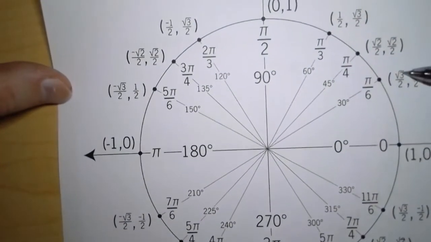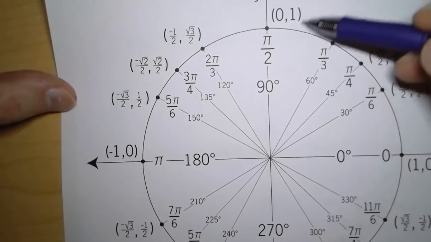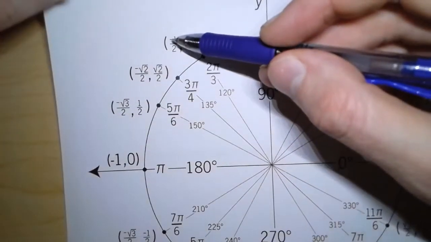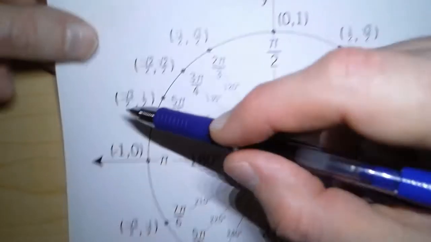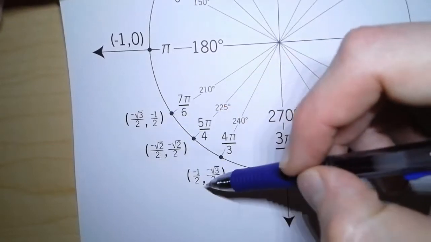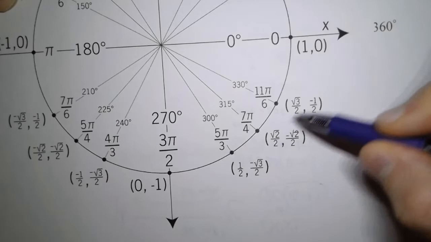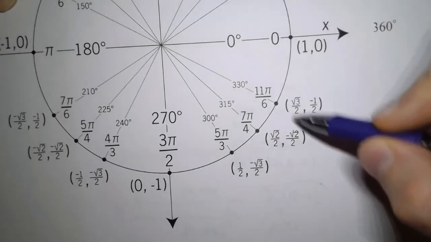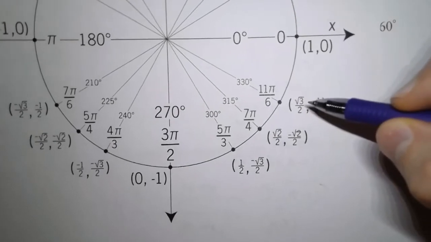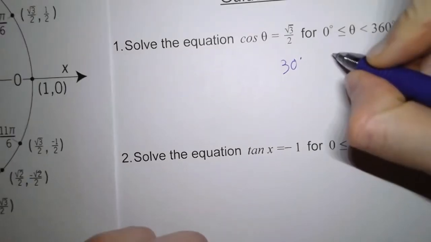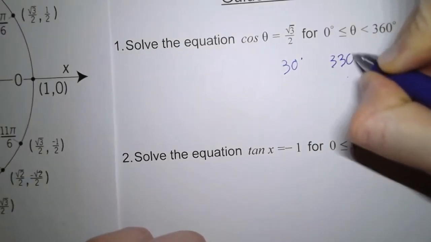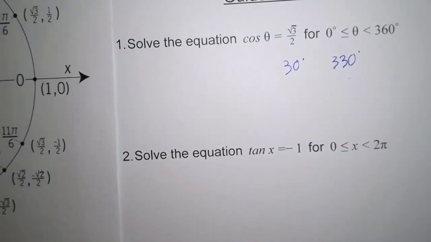And let's keep looking. Now if I go over here into the second quadrant, the x values are negative. And the same thing in the third quadrant. So I'm looking in the fourth quadrant right there. That's what I'm looking for, square root of 3 over 2. So the two angles where this happens are 30 degrees and 330 degrees.